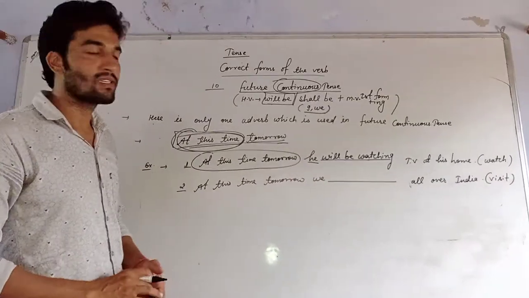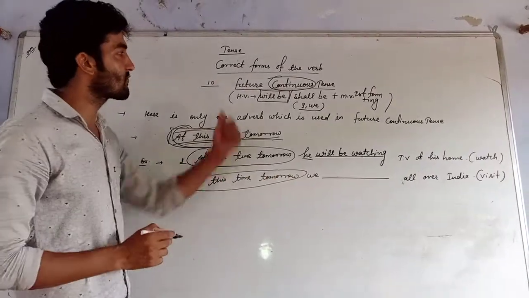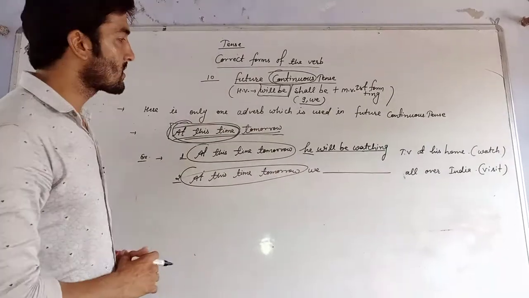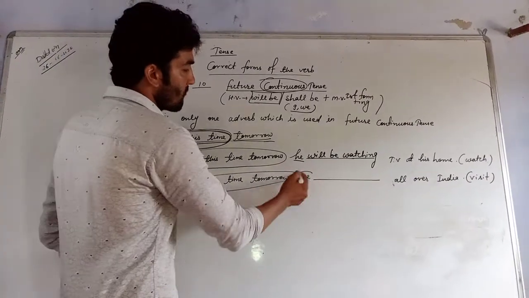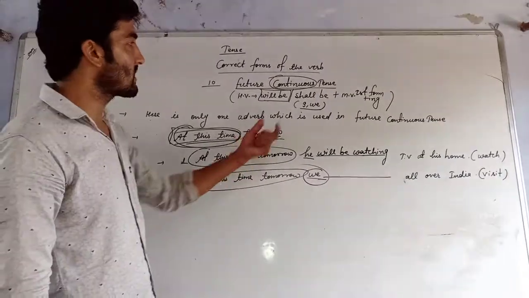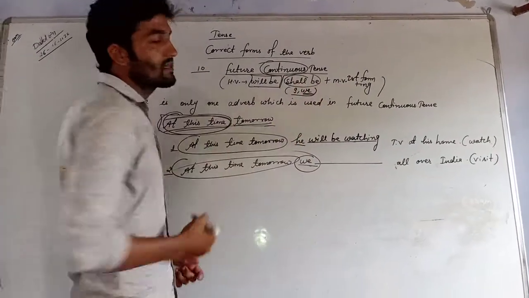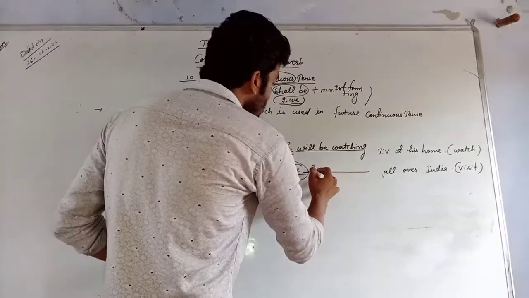The second sentence is at this time tomorrow. So, at this time tomorrow is given, it means future continuous tense will be used. So we is the subject, and according to the subject you have to take the helping verb. Helping verb with we will take shall be. Okay, so shall be.